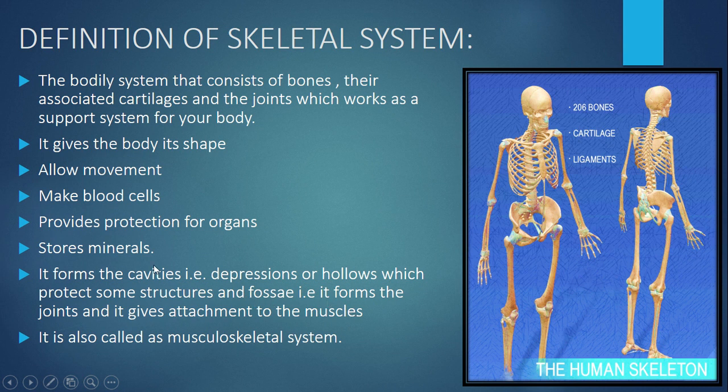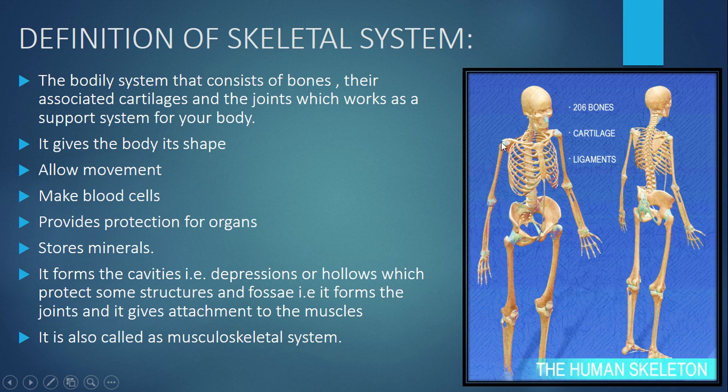So this skeletal system forms cavities. As I already said, the cranial cavity, the thoracic cavity, the pelvic cavity. A cavity is a depression or hollow which protects some structures. For protecting some structures, there will be a hollow part, a space. That is called a cavity. And fossae form the joint and give attachment to the muscles.